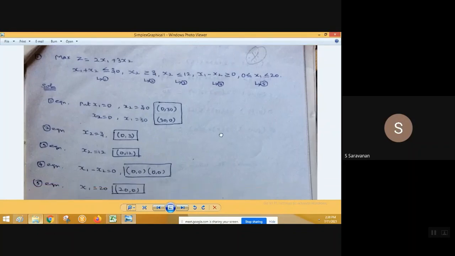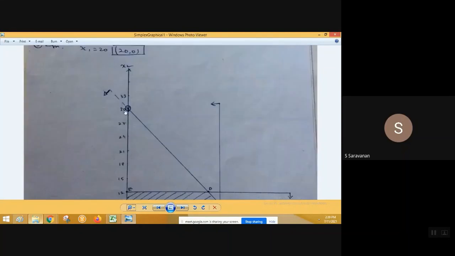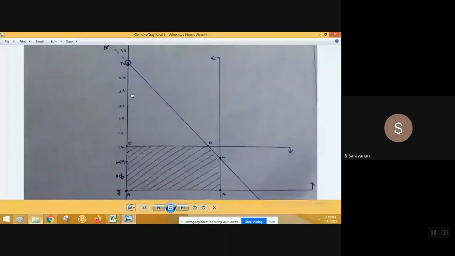Then the last one: here x2 equal to 0, so 20 comma 0. So we need to draw 4 lines here, not 5, because equation 4 is the origin, so there is no need to draw a line for it. The first line is 0 comma 30 to 30 comma 0. So this is 0 comma 30 and this is 30 comma 0. Okay, just one line.